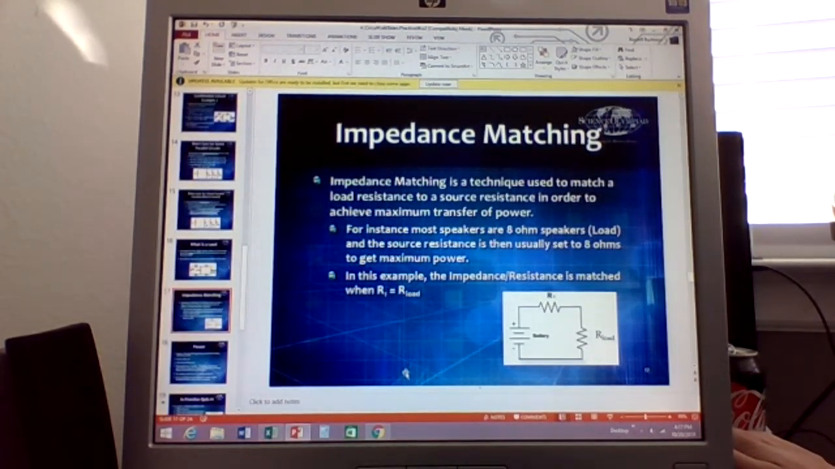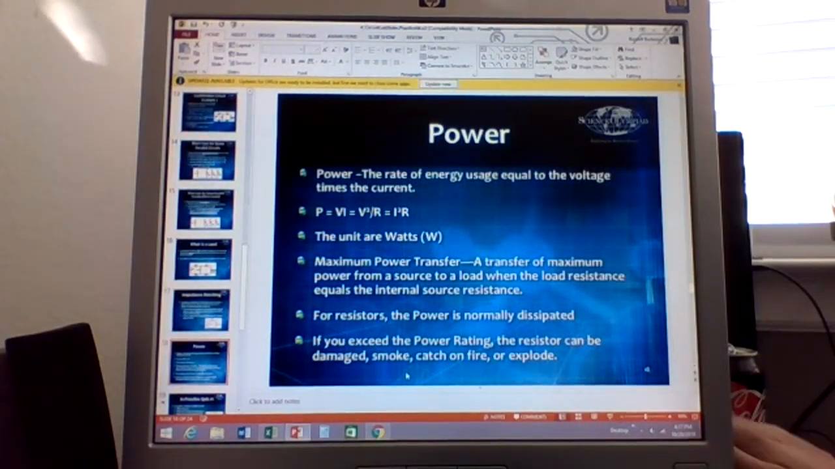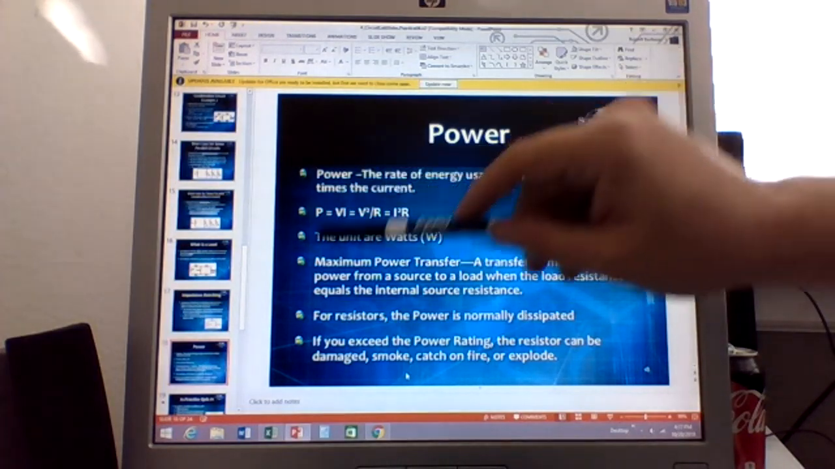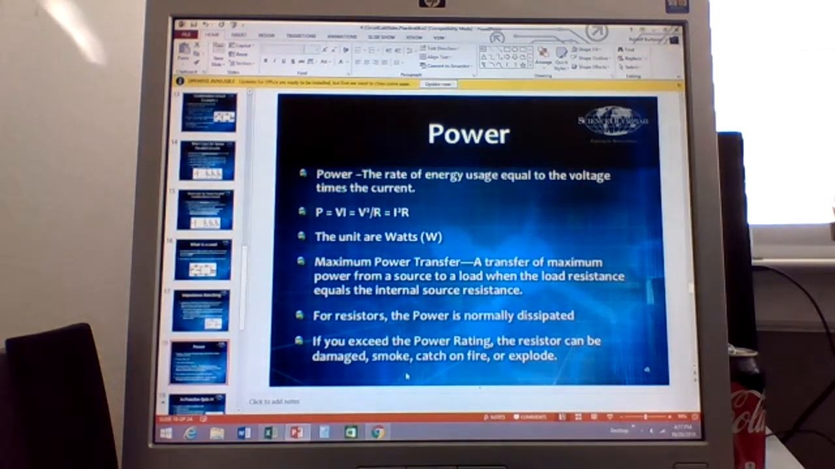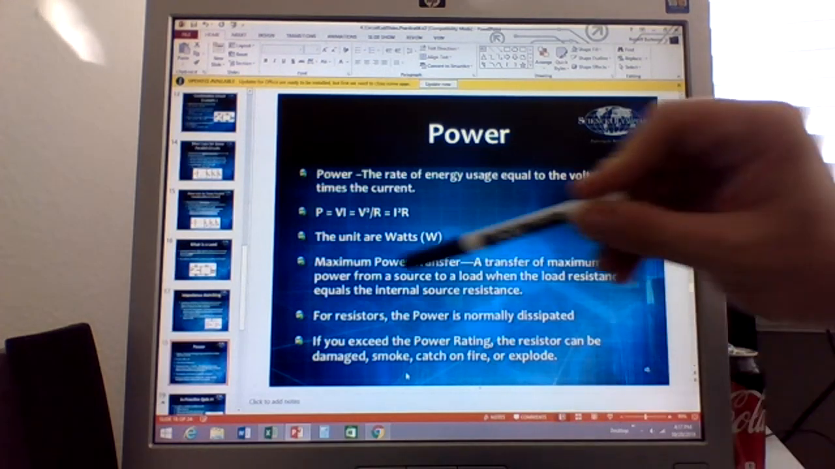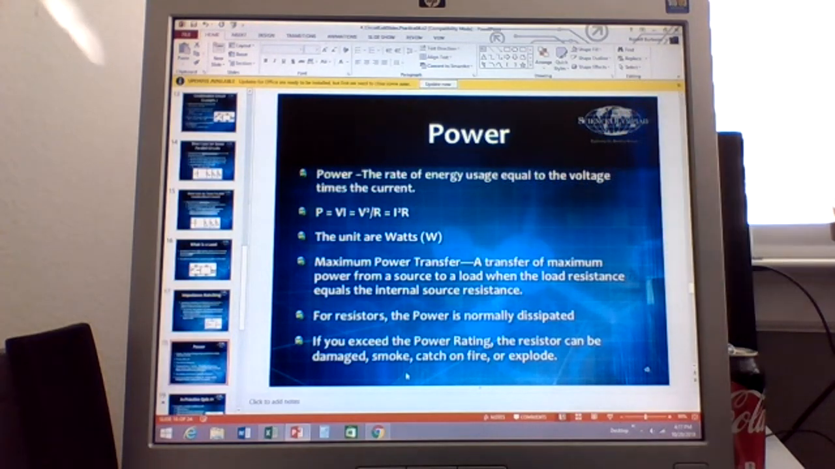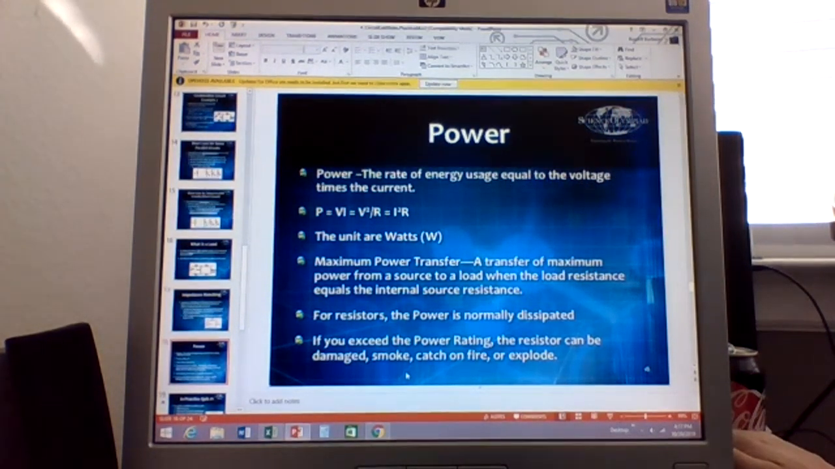Okay? And then we talked about impedance matching. And this right here is one of the very, very important items that you should have in your binder, which is you should know how to calculate power: P equals VI, or V squared over R, or I squared times R. So that should be on your equations list right up there, right after V equals IR.